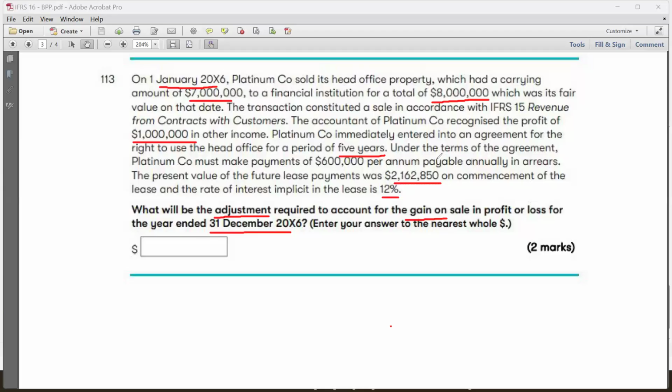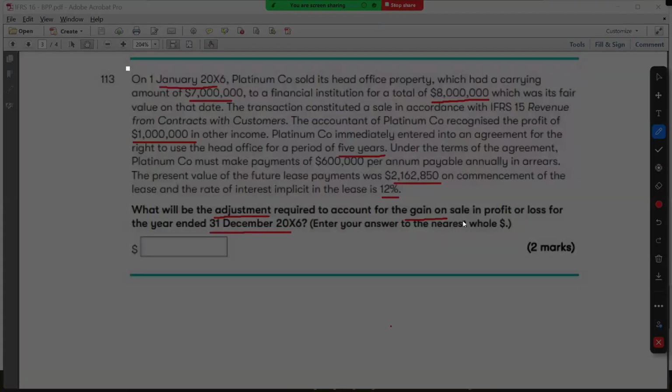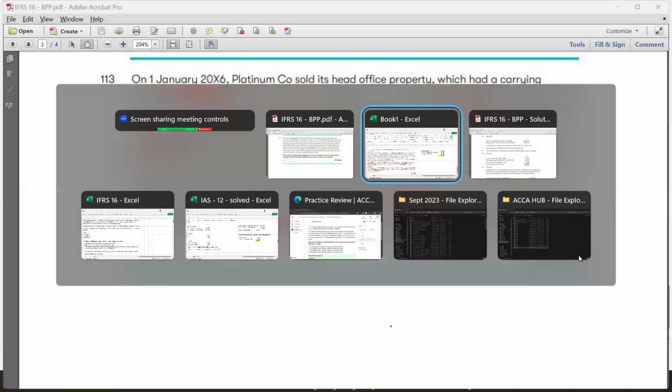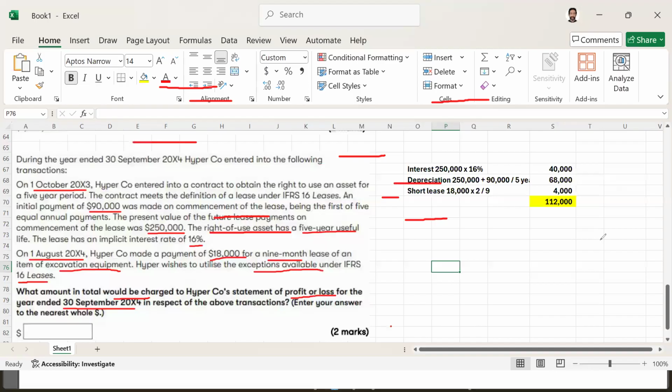So now we have to make an adjustment, and we have to deduct the gain related to the part that has been retained, so that automatically the gain related to the part that has been transferred is what remains. Okay, so whatever I have said will be clearer when I do the workings for you. It will be easier to grasp.